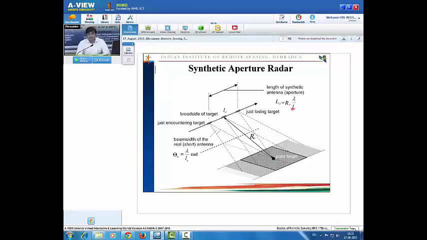And when you use this formula, one will be able to get the synthetic aperture length of the antenna: R naught multiplied by lambda divided by LA, where R naught is the range distance between the target and the antenna, lambda is the wavelength used in the particular microwave remote sensing, and LA is the actual antenna length. One will be able to get the synthetic aperture length of the antenna. Why did we do this? To enhance the azimuth resolution.